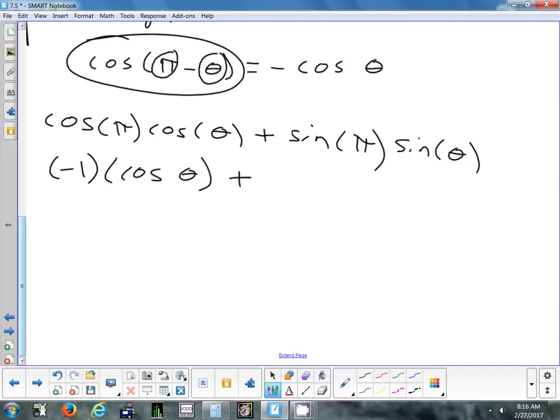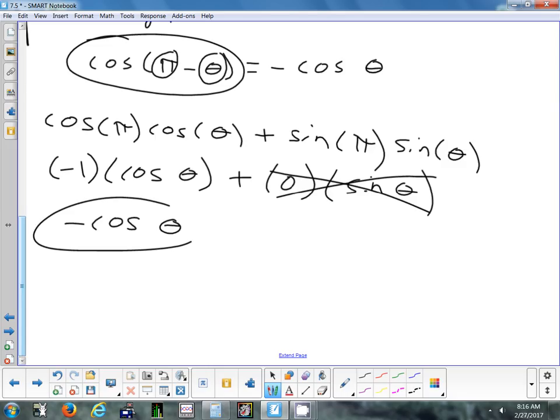And how about the sine of 180? That would be 0. If you draw it out, put a dot on 180, the y value would be 0. So 0 times sine, that part cancels out. What's negative 1 times cosine? Negative cosine, which is exactly what we're supposed to get.